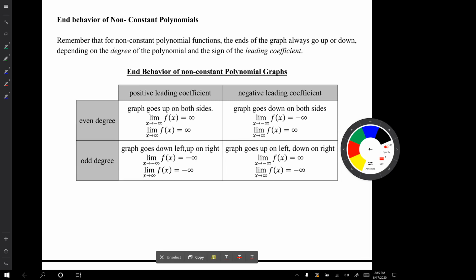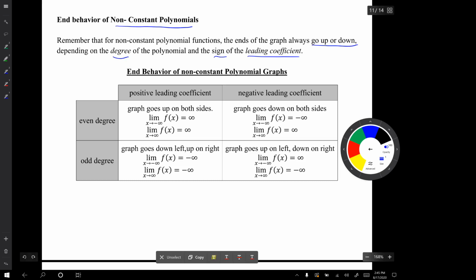What about the end behavior of non-constant polynomials? Well, for non-constant polynomials, the ends of the graph always go up or down, depending on the degree of the polynomial and the sign of the leading coefficient. And the behavior could be summarized in this table.